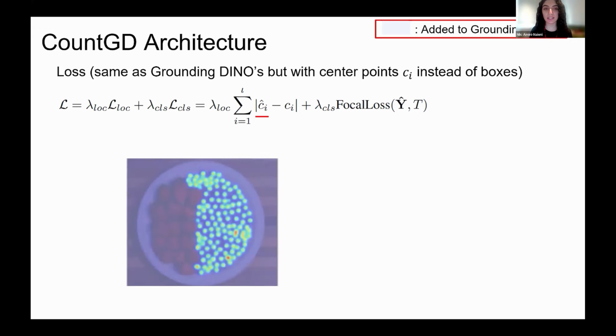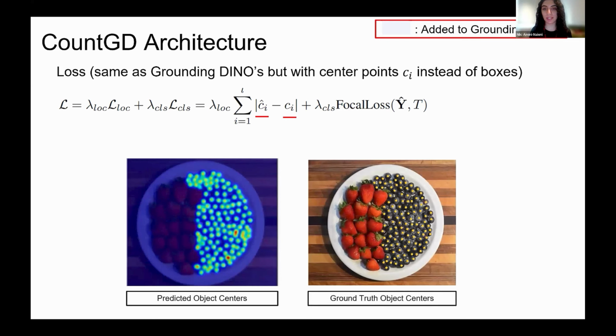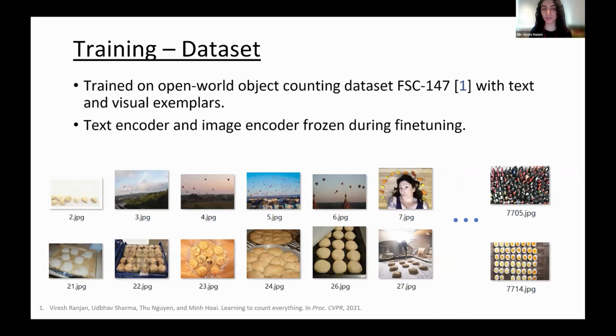So in the loss, you can see this is the predicted center points from the model. And these are the ground truth ones from the data set. And we try to match them during training. The remaining terms in the loss function are just from Grounding DINO. So using this loss, we train CountGD on the FSC 147 dataset with text and visual exemplars. And these are just some examples from that dataset. During training, the text and the image encoders are frozen. And this is to preserve the powerful pre-trained features from Grounding DINO. What is fine-tuned are the feature enhancer and the cross-modality decoder, and the self-attention occurs in the feature enhancer.